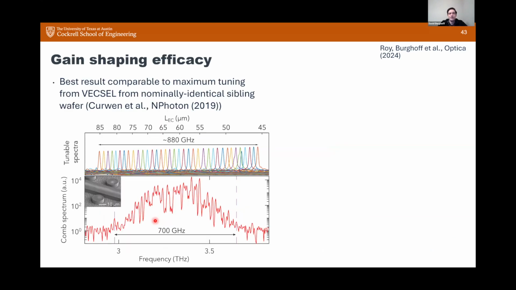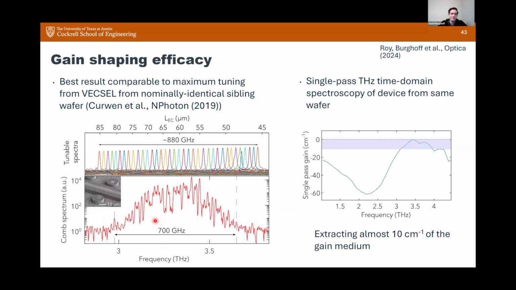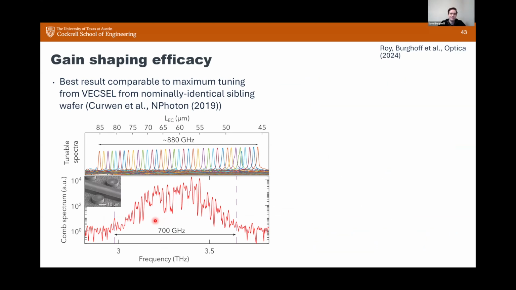And so this result is actually quite comparable to the best tuning results from similar VCSELs. So I didn't get into this when I was talking about QCLs, but one thing you can do is instead of making a comb, you can also make a tunable laser. So a tunable laser actually has a lot of advantages in many applications, especially in terms of sensitivity. But these tunable lasers take quite a lot to make, and they're usually never fully integrated. They usually have some aspect which is mechanical associated with them. And so that is a little bit harder to deal with.